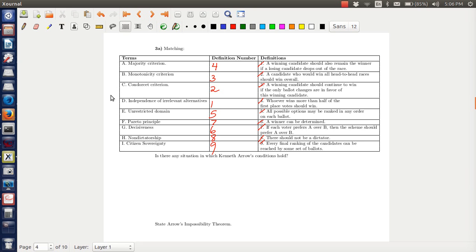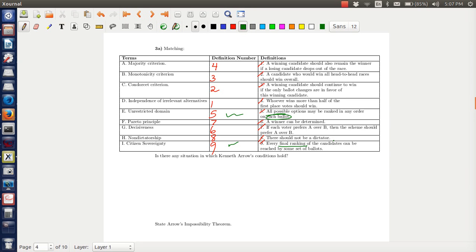Unrestricted domain is very similar to citizen sovereignty, so just be careful about this one and this one. Number 5 says all possible options may be ranked in any order on each ballot, versus number 9, the final ranking. It's the same type of condition, but unrestricted domain is talking about the way voters are allowed to cast their ballots, whereas citizen sovereignty, sorry, I can't spell that right, is talking about the fact that there should be some set of ballots that will bring you to a ranking that rank orders the candidates in any arbitrary order.